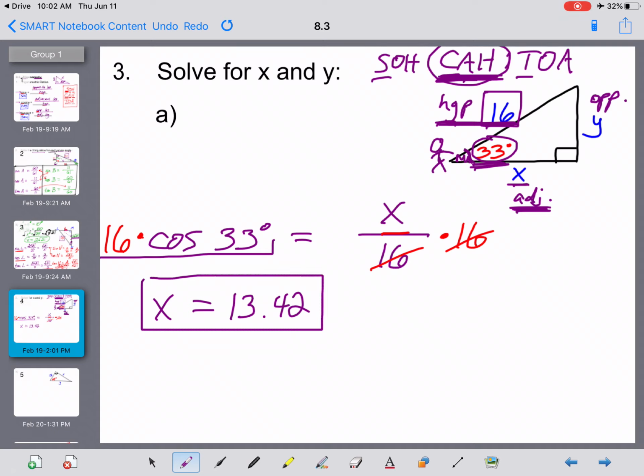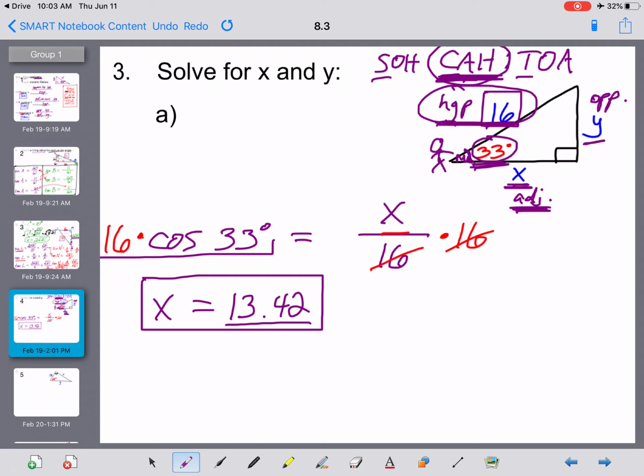One thing I should have asked first here, make sure that your answer makes sense. The only thing we knew about this triangle was that the hypotenuse was 16. That had to be the longest side, so as long as x is slightly smaller than 16, I'm happy with that answer. Okay, so that's x.